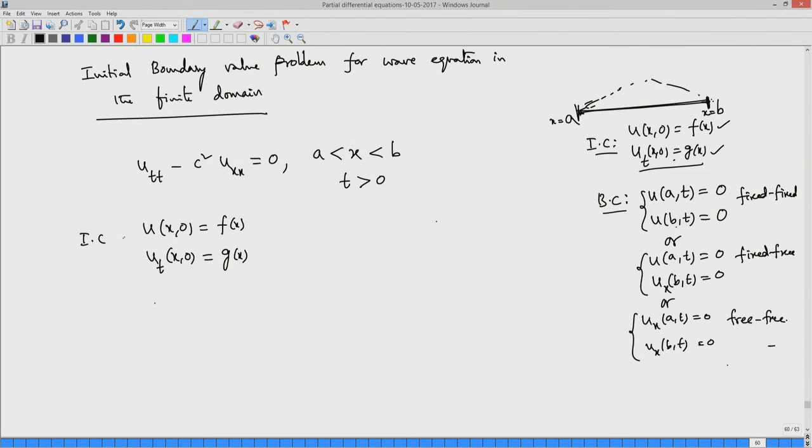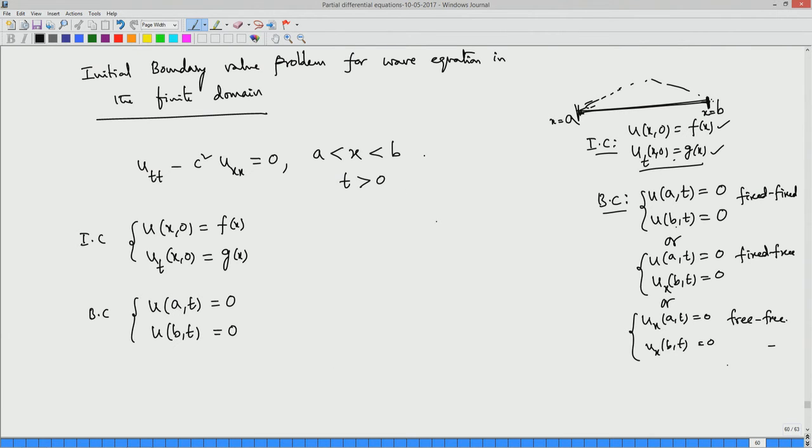This is your initial conditions. Now, give the boundary data, that is the boundary conditions. You can give one of them. I start with this fixed string, that is u at a, t equal to 0, u at b, t equal to 0. So, this is the problem.